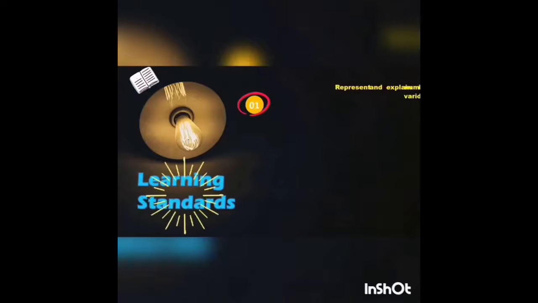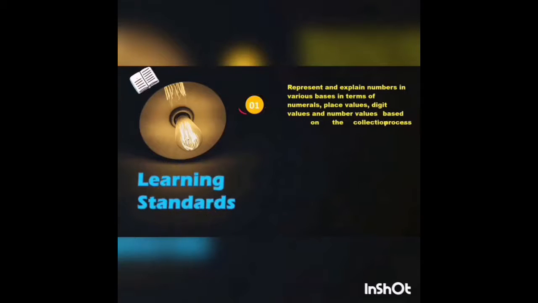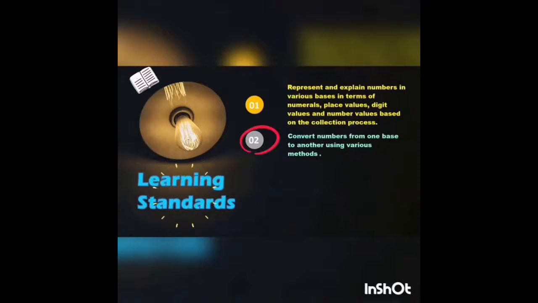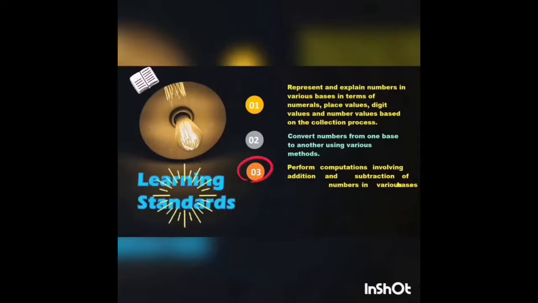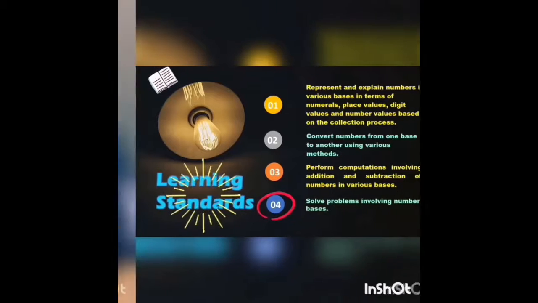1. Represent and explain numbers in various bases in terms of numerals, place values, digit values and number values based on the collection process. 2. Convert numbers from one base to another using various methods. 3. Perform computations involving addition and subtraction of numbers in various bases. 4. Solve problems involving number bases.